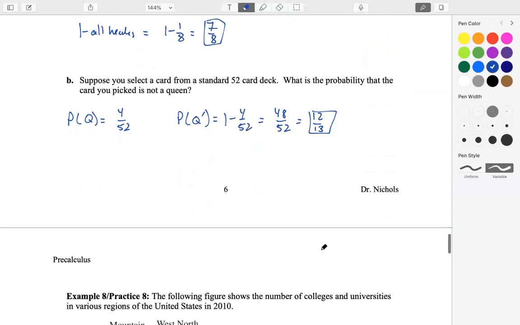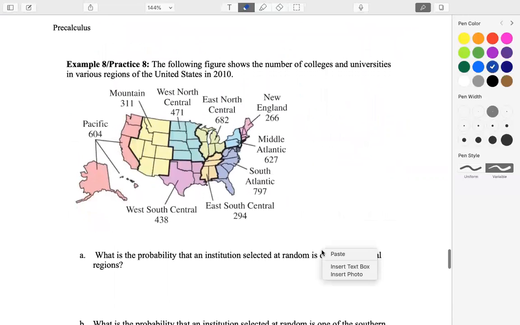All right, example 8, practice 8. The following figures show the number of colleges and universities in various regions of the United States. So we have a whole bunch of data. The first thing I'm going to do is find the total by adding up all of these.